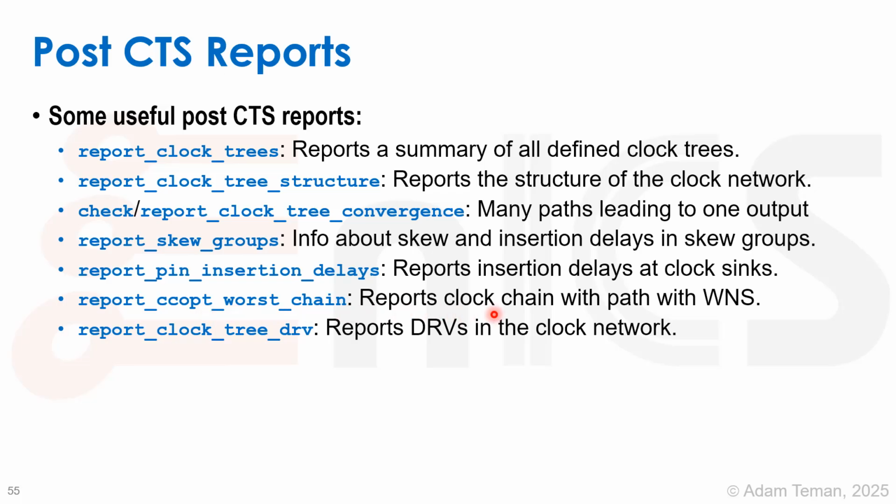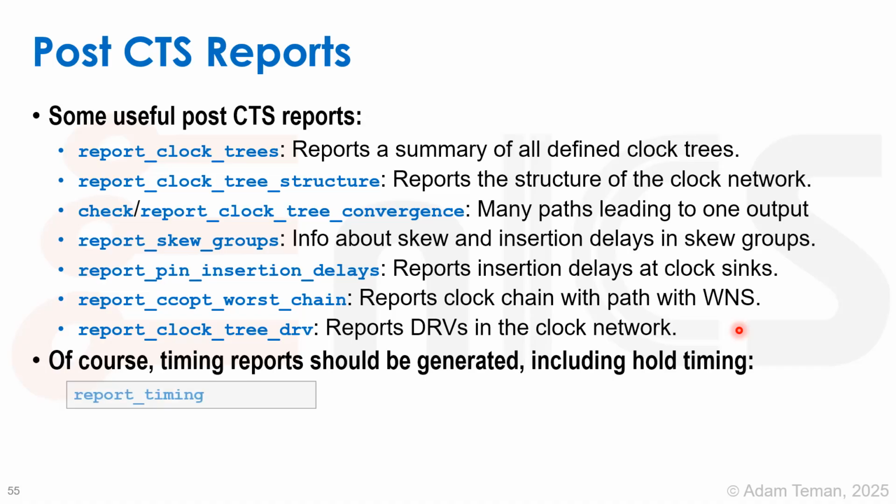Report CC-opt worst chain is going to report clock chains with the worst negative slack. Report clock tree DRV is going to report DRVs in the clock network. So these are all kinds of reports that will spit out, and it's worth taking a look at and seeing if you have all kinds of strange things going on there.